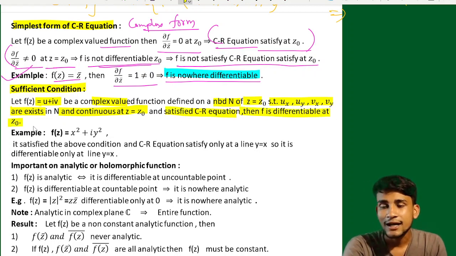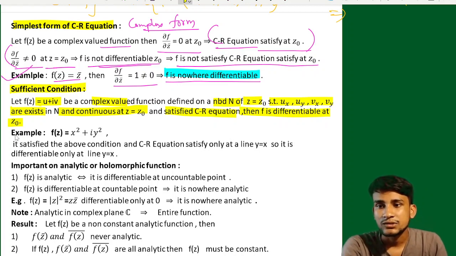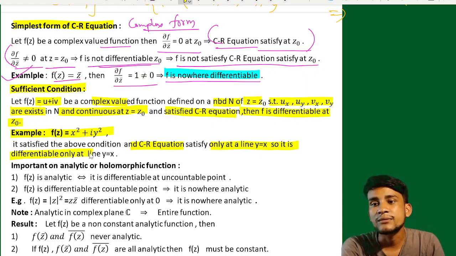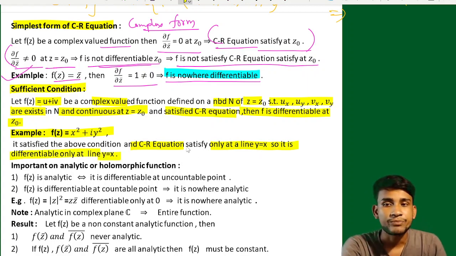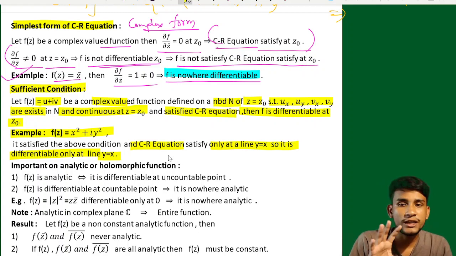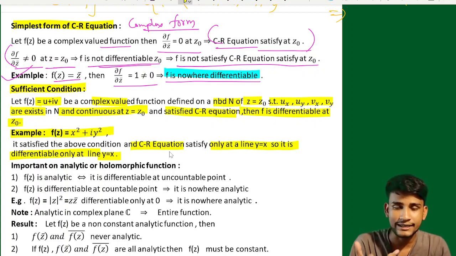Okay, the result I just said above. For example, f(z) = x² + iy² satisfies the above conditions, and the CR equations are satisfied only at y = x, so it is differentiable only on that line. Here I write only the important terms and one or two short examples for understanding. So you can make short notes this way.